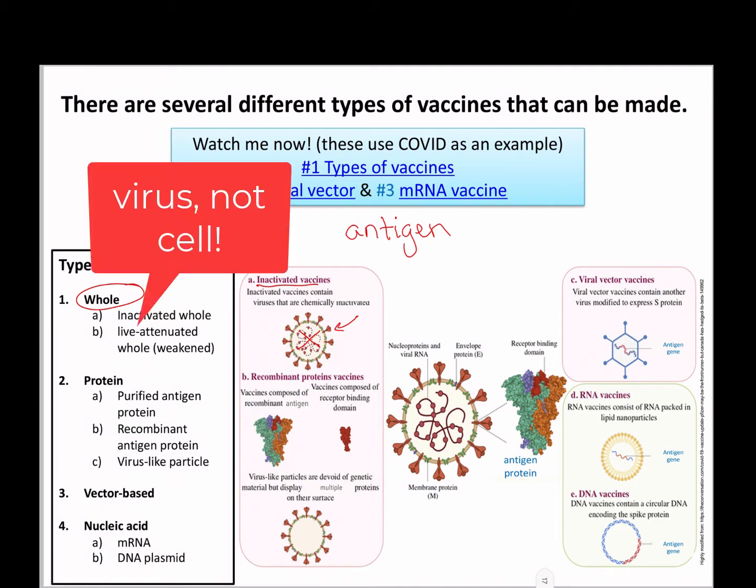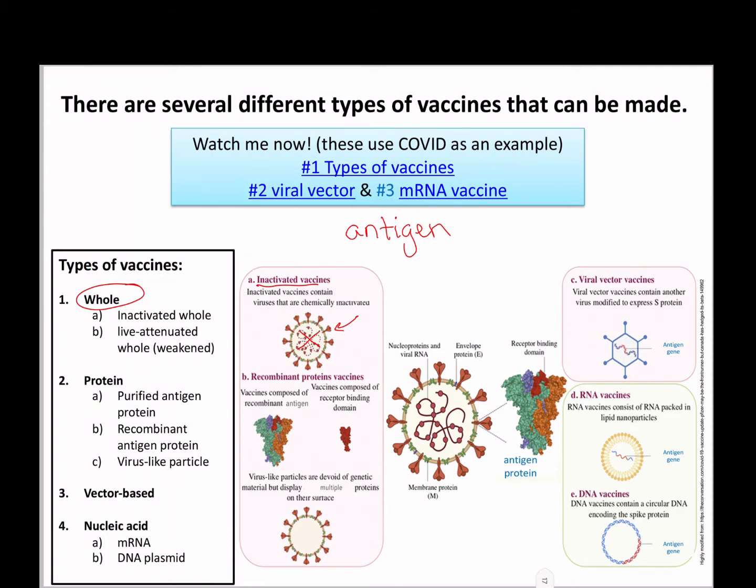You can also use a whole cell that hasn't actually been completely inactivated or completely killed, but is just very weakened so that it's unlikely to produce any infection in the human body. That's still going to look like this in that you're going to have the antigen on the outside of the cell looking just like it normally would. With the inactivated whole, there's absolutely no way to be infected with that virus. With the live attenuated, there is a very small chance of being infected, and it usually would only occur if someone has a very weakened immune system already.